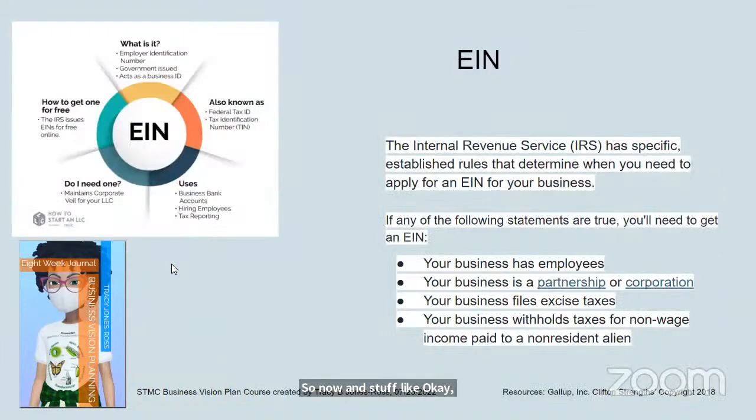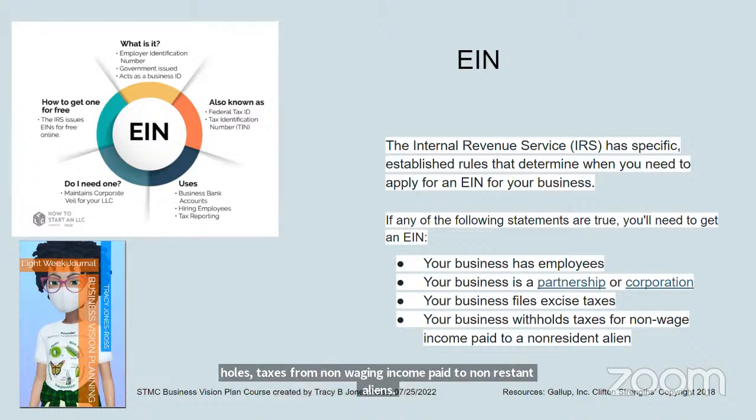Okay, so the EIN number. The IRS has specific established rules to determine when you need to apply for an EIN for your business. If any of the following statements are true, you need to get one. Your business has employees. Your business is a partnership or a corporation. Your business files excise taxes. Your business withholds taxes on non-wage income paid to non-resident aliens. You have to have an EIN number when it comes to those things.